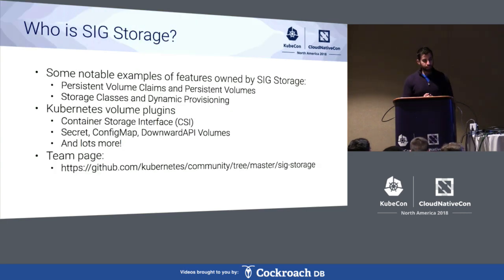So some of the components in the Kubernetes API that this team is responsible for include persistent volume claims and persistent volumes, storage classes, which are responsible for dynamic provisioning, and of course the interfaces that I just mentioned, including CSI, Flex, and pretty much all the volume plugins that you can find within Kubernetes.